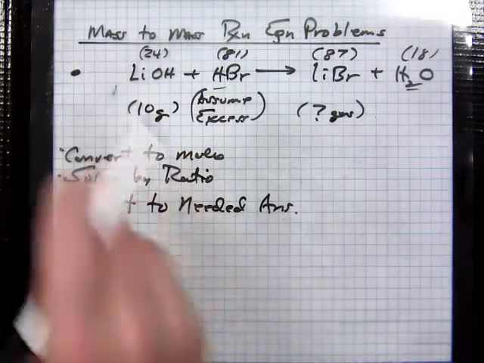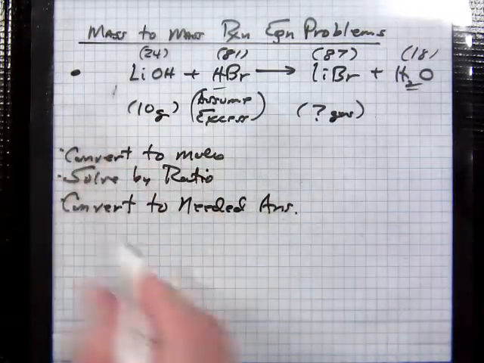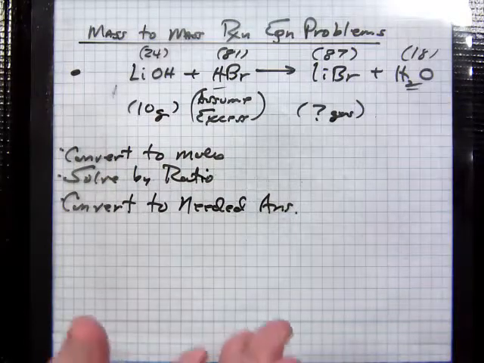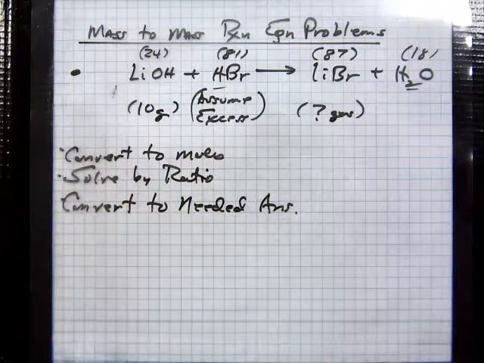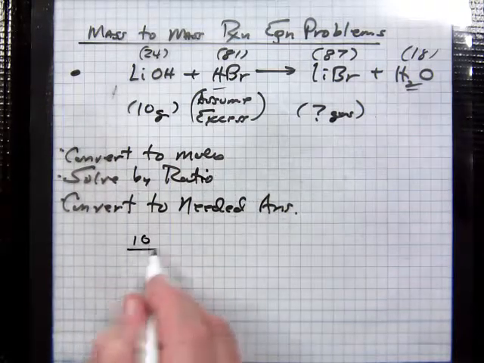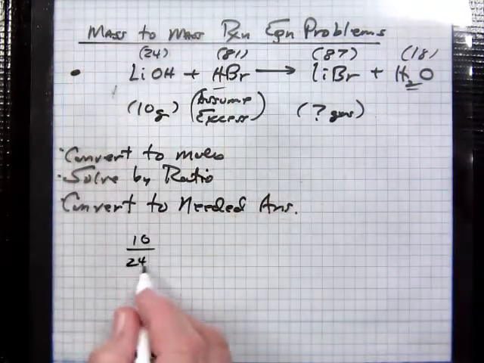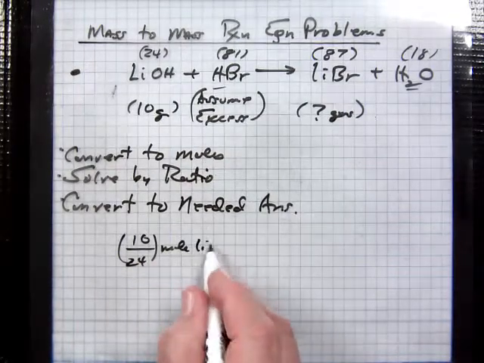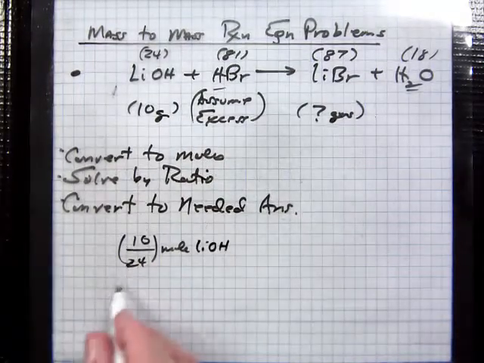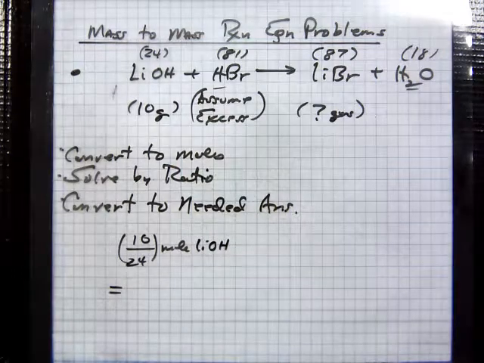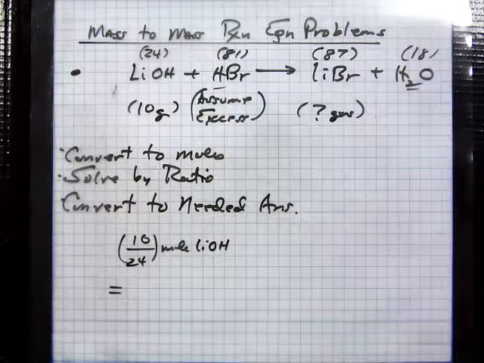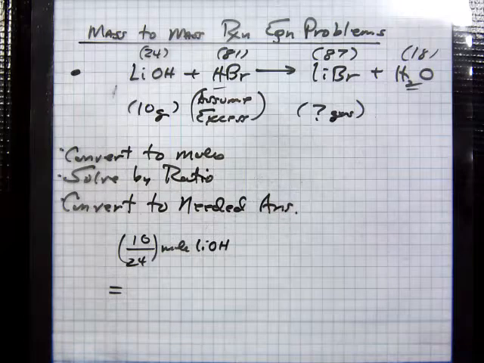Okay, so convert to moles. How do we get grams to moles? Divide by formula weight. Okay, so 10 over 24 moles of lithium hydroxide. That's what you have. And whatever that comes out to, I didn't work that one. Divided by 24, 0.42, yeah.